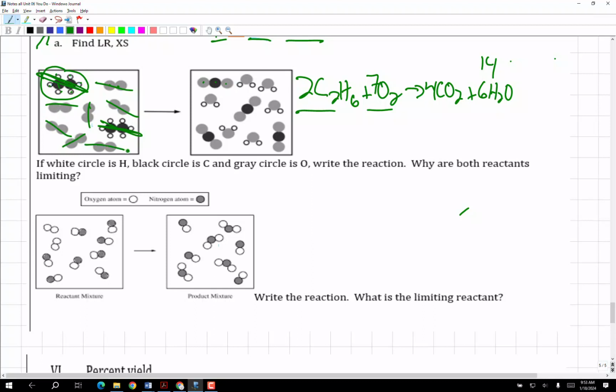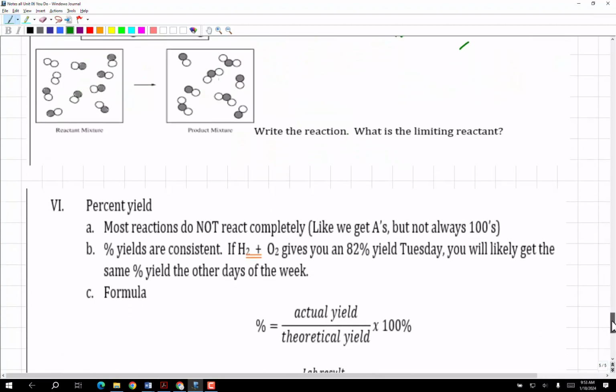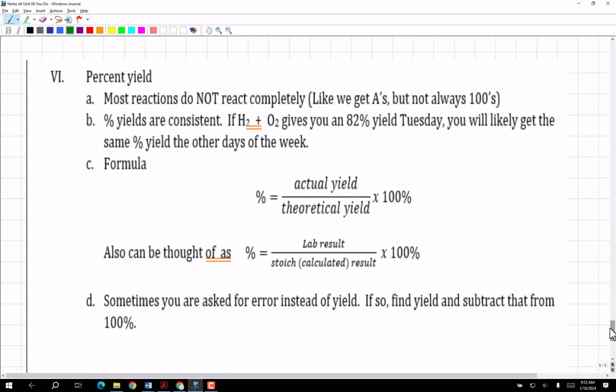Do you see how both reactants are limiting? Because there's none in excess. Pretty cool. Which means I should get 4 CO2s, 1, 2, 3, 4, and 6 waters, which is what I have. All right. I'm going to skip that one because I want to do this part and be out of here.